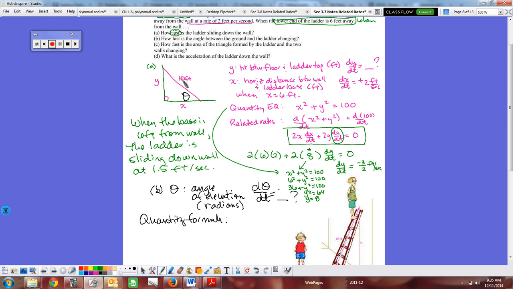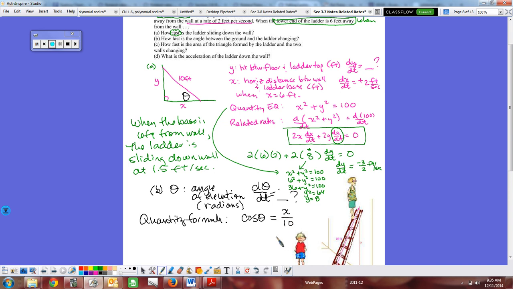And so I keep looking at that and I think, what do I know? What prior class might give me some information, like trig? What do I know about an angle, its adjacent leg, and its hypotenuse? Oh, wait a minute, that is a cosine ratio. So my quantity formula, cosine of this angle theta, is x over 10.